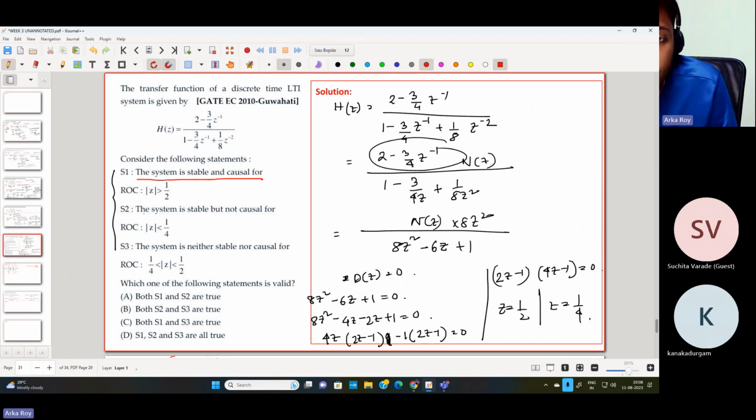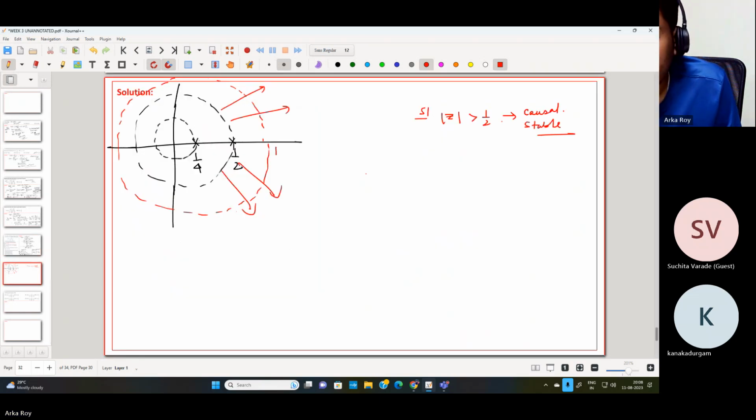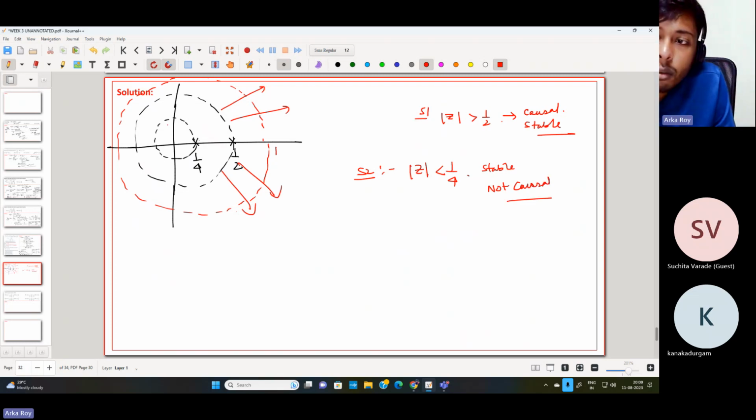Then the system is stable but not causal for mod z less than 1 by 4. So statement 2 is mod z less than 1 by 4. It is stated that the system is stable and not causal. So not causal, it is okay. That means this is coming inward. It has some left sided part. Therefore the ROC is converging in nature or inward in nature.